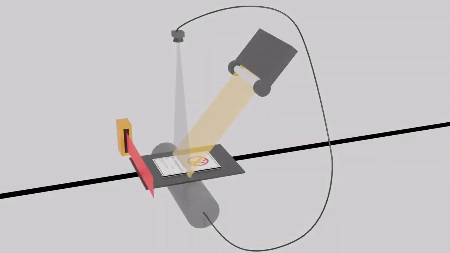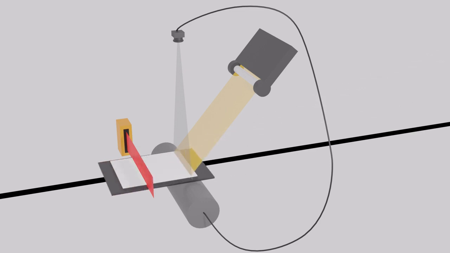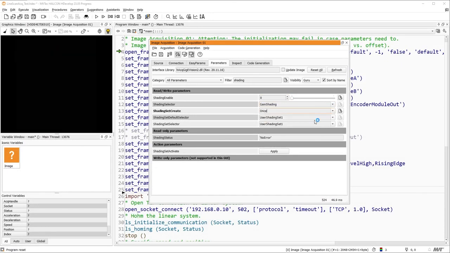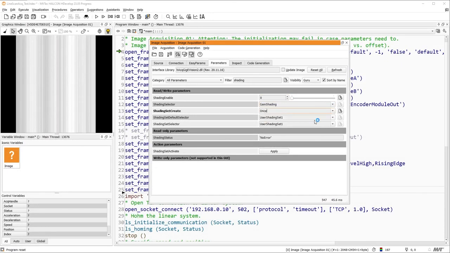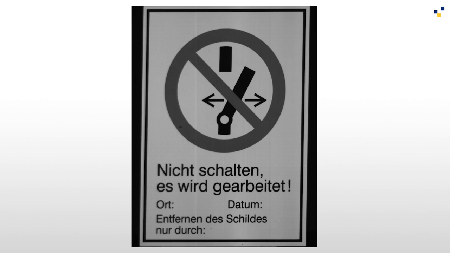For the gain shading correction, the workflow is the same, except that we need to capture a live image of a completely white surface. This can be done with a white paper, for example. To avoid a faulty gain correction, the object must be moving. We set ShadingSelector to GainShading, ShadingSetCreate to Once, and enable our gain shading correction by setting ShadingEnable to 1. With the shading correction applied, we have transformed our captured image into a more evenly lit image. This concludes this tutorial.